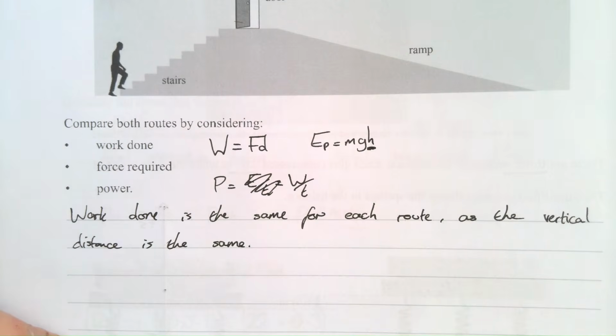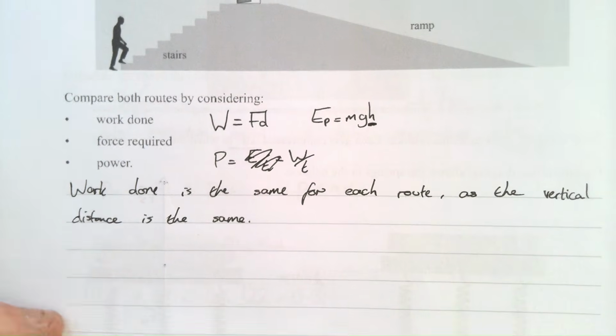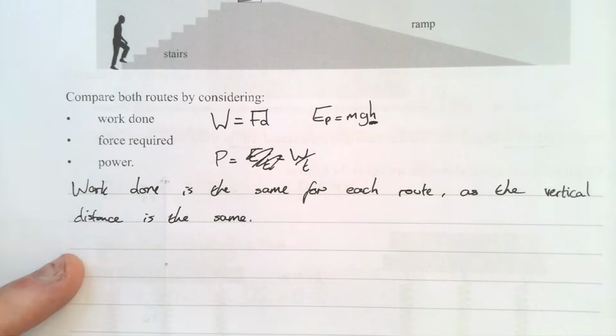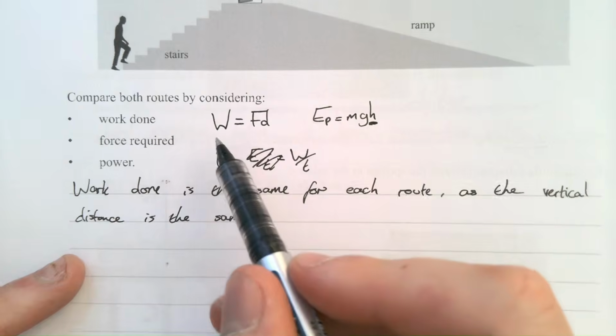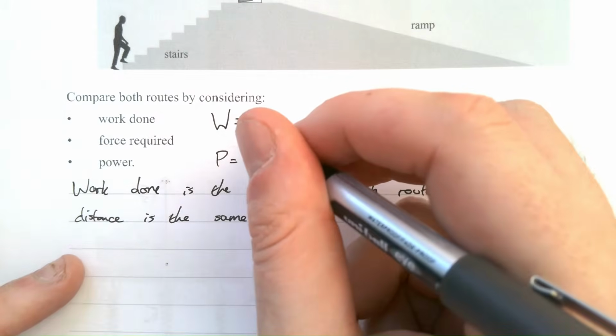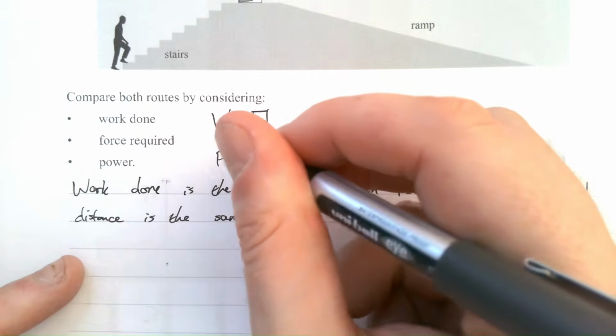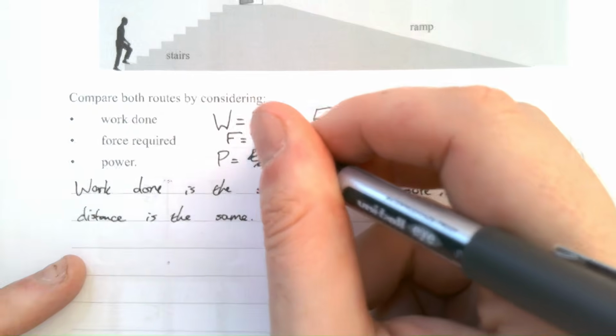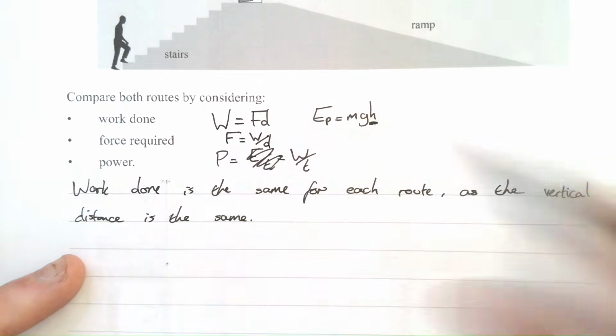It's important to justify your answer with an actual reason why. Now, because the work done is the same, when we're thinking about the size of our force here, if we wanted to, we could rearrange this equation so it's for force instead. Force is W over D.